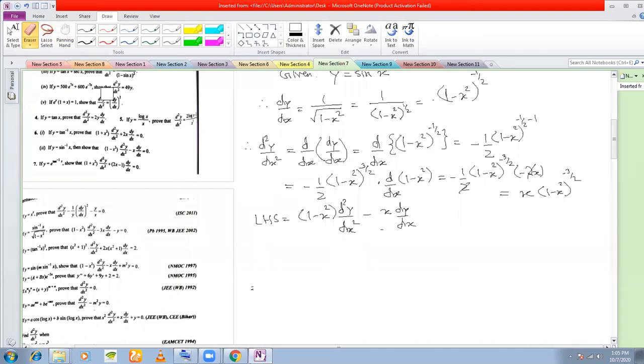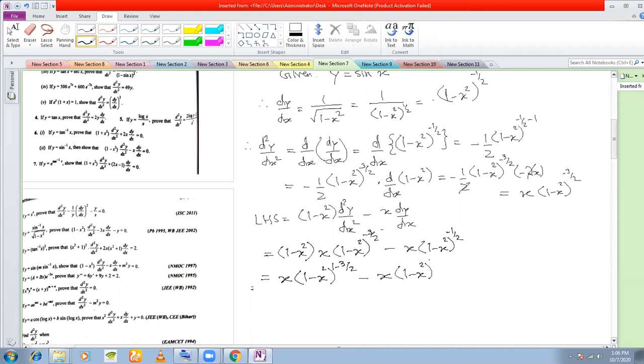So now we put the values. 1 minus x square and d2y dx2 is x into 1 minus x square to the power of minus 3 by 2. And you put the value of dy dx also, 1 minus x square to the power of minus half. So x into 1 minus x square to the power of 1 minus 3 by 2 minus x into 1 minus x square to the power of minus half.